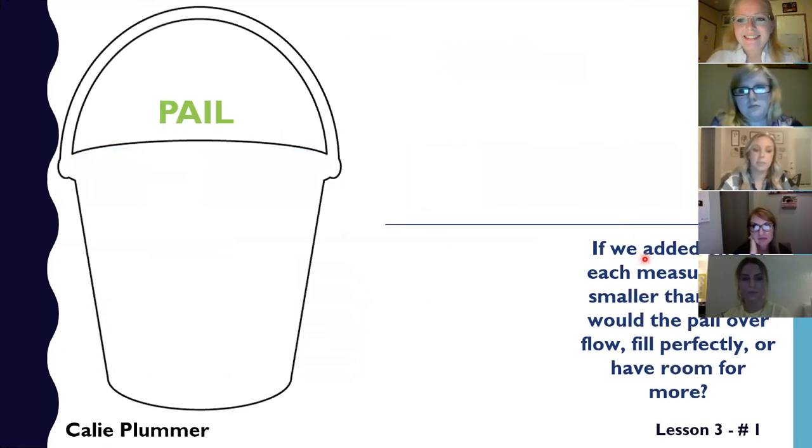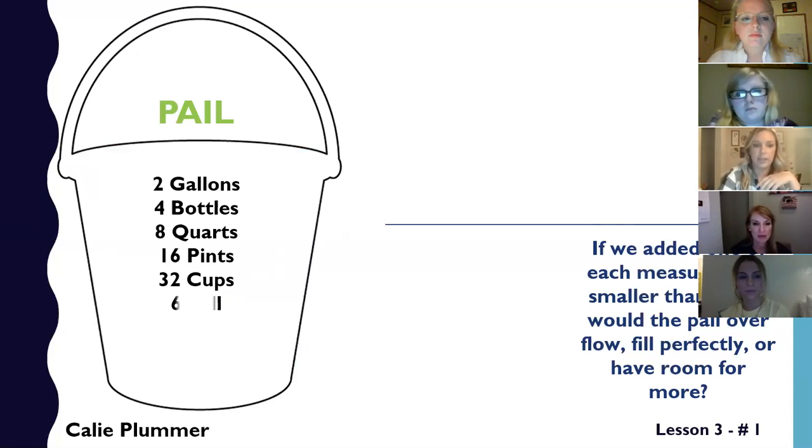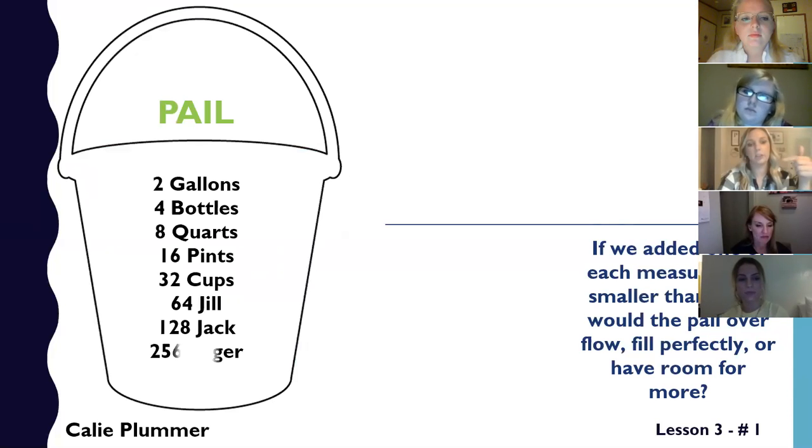The second part of that question was if we added one of each measurement smaller than a pail into a pail, would it overflow, fill up perfectly, or would there be room for more? In order to do this adequately, you need to break everything down to the smallest measurement, which is a mouthful, because a mouthful can't be measured by a pail. It just wouldn't work. When we look at all of these, you'll notice that it goes from 2 to 4 to 8, 16, 32. It is a doubling system.